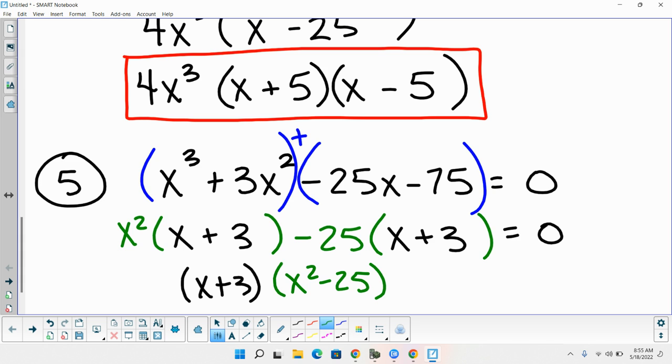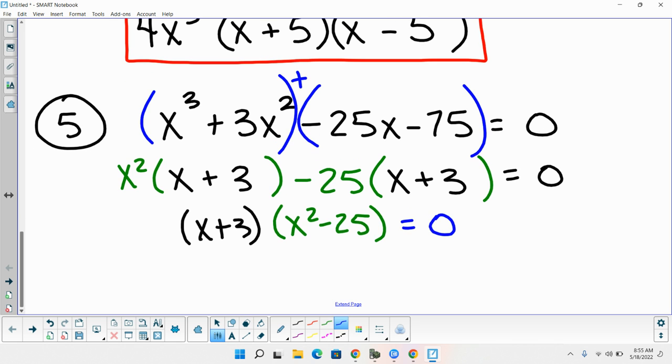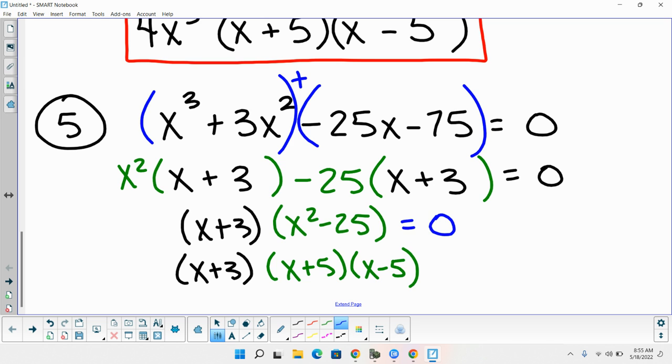Looks good so far. Am I done factoring? No, I got that difference of squares again, right? That's the same problem we just had, isn't it? So, how many answers am I gonna have? 3 answers. Done? Nice.